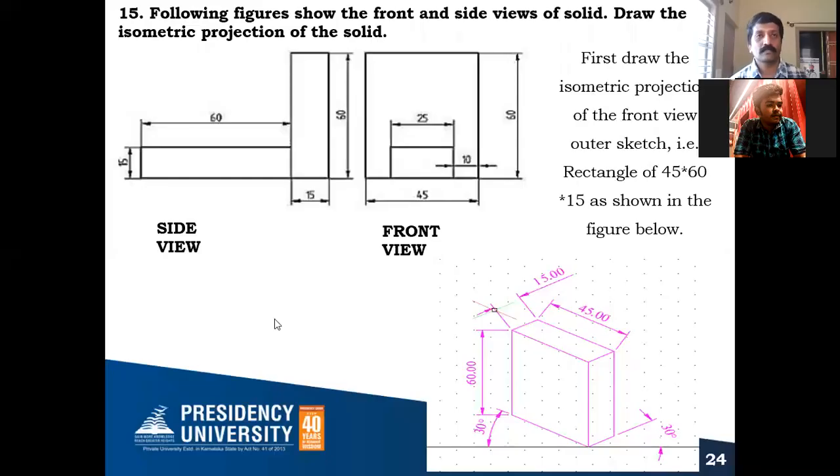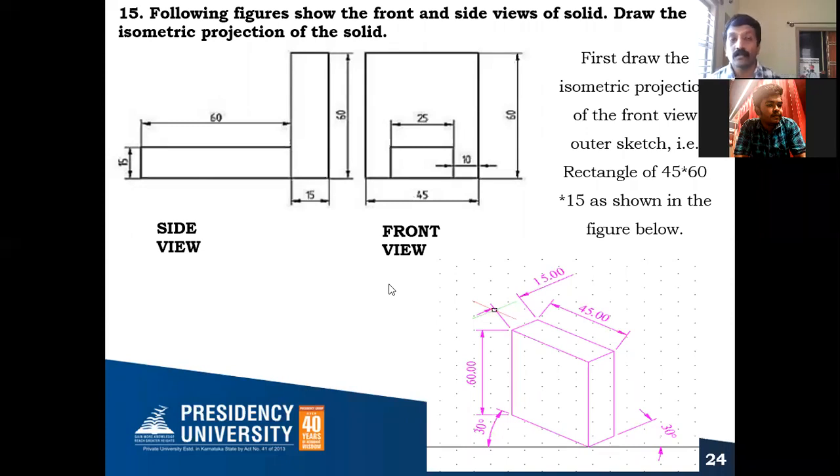So in this case, it is given: the following figure shows the front and side views of the solid. Draw the isometric projection of the solid. So here, this is one way of asking for the isometric projection. He has given the front view and side view. You can see here, this is the side view and this is the front view.